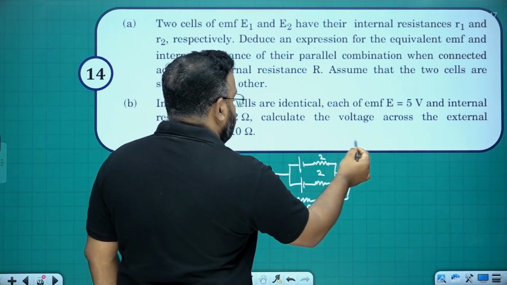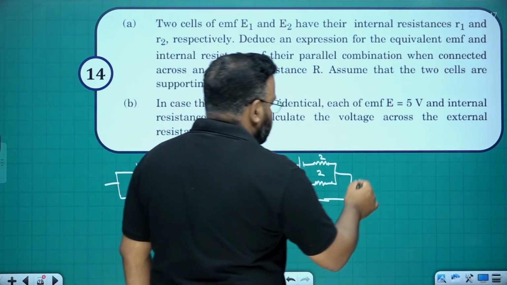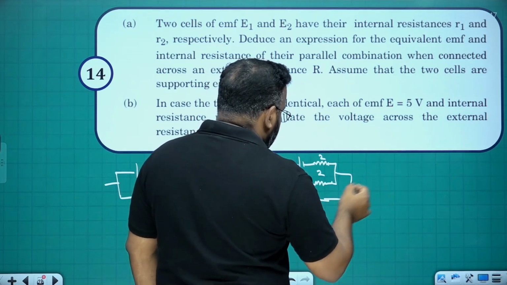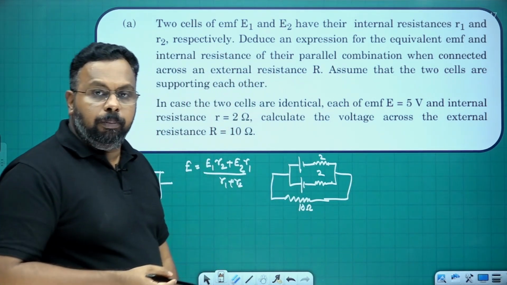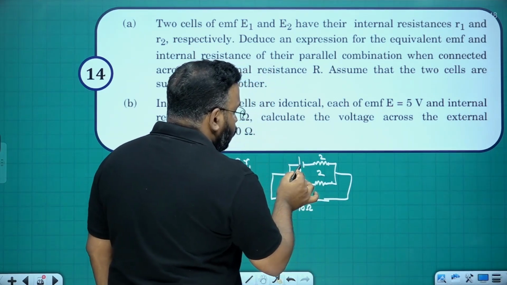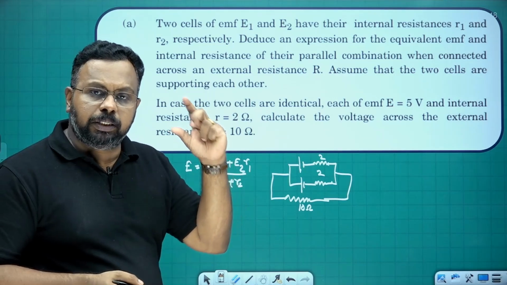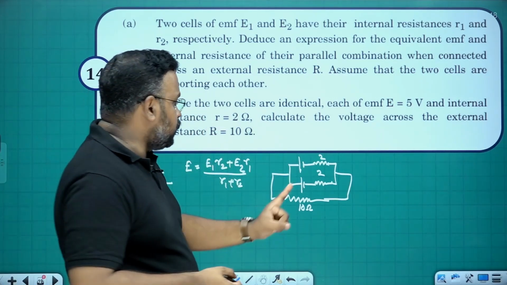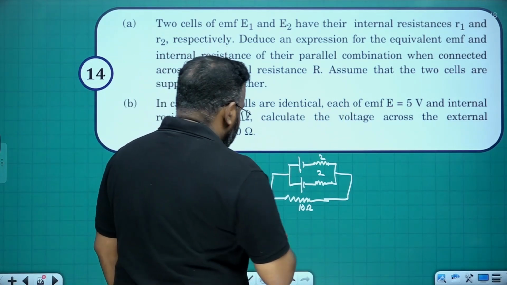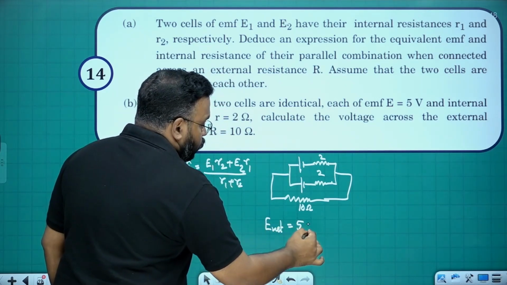Then what's the question? Voltage across. We need to find the terminal potential difference. Terminal potential difference formula, you know that V is equal to E minus Ir. Okay, but how to find I? If identical cells are connected in parallel, the net EMF will be equal to the EMF of one cell. What is the EMF of one cell? 5. So net EMF, E net is equal to 5 volt.